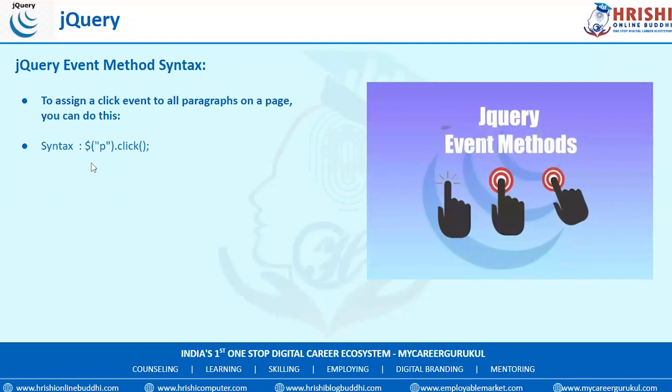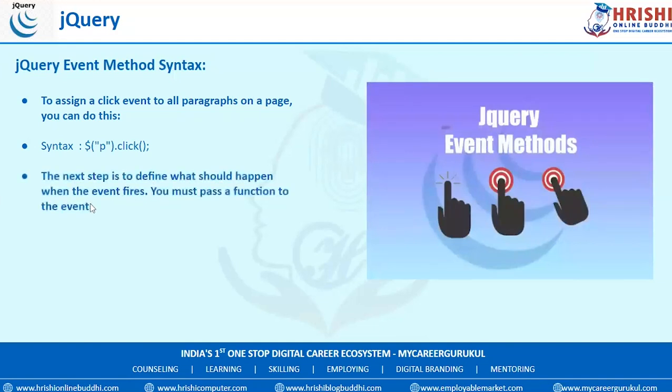We have to make use of the dollar sign, that is the selector. You have to use P for a paragraph. Any element you can select, that is heading, tag, button, or any sort of element on which you want to apply events. Then the method which you want to apply: click, mouse over, double click, load, resize, focus, whichever event you want to apply, you can write dot click and that method. So this is the simple syntax of a jQuery event.